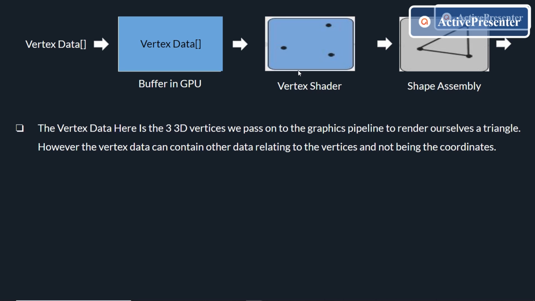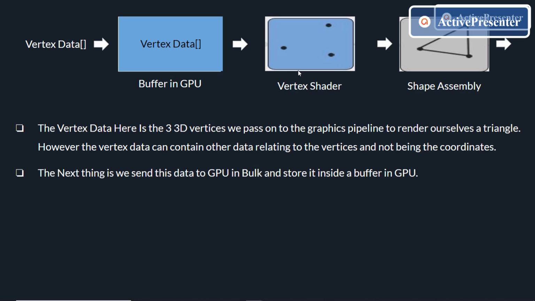In this case, the vertex data contains all the three 3D vertices we want for the triangle. Note one point: the vertex data array can contain data other than the position of the vertices. We'll see what this data can be in the upcoming tutorials, not to worry. This vertex data currently is contained in the CPU. However, the graphics pipeline runs on the graphics processing unit, or your GPU. So we transfer this vertex data and store it inside a buffer in the GPU.